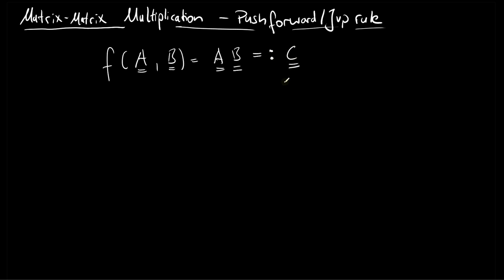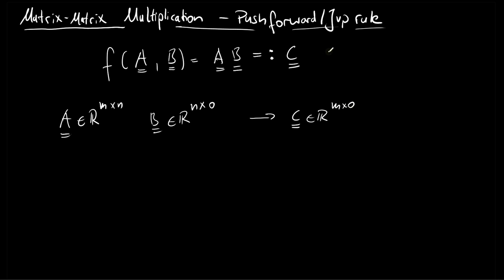Let's assign some dimensionality to the matrices. So let A be a matrix from an M by N dimensional space. Then B shall be a matrix from an N by O dimensional space. And then, according to the properties of the matrix multiplication, the innermost dimensions will cancel out, and the result therefore has to be a matrix that is of shape M by O.